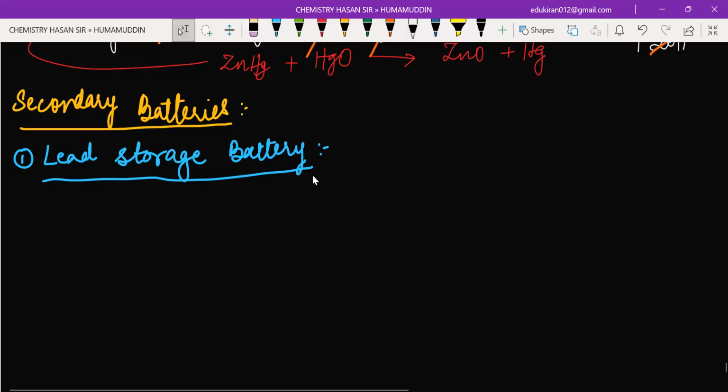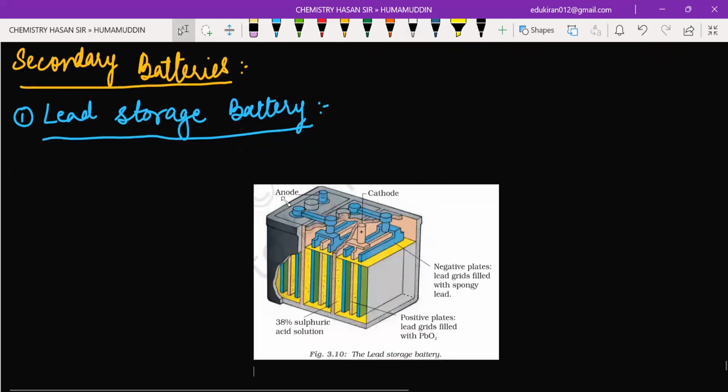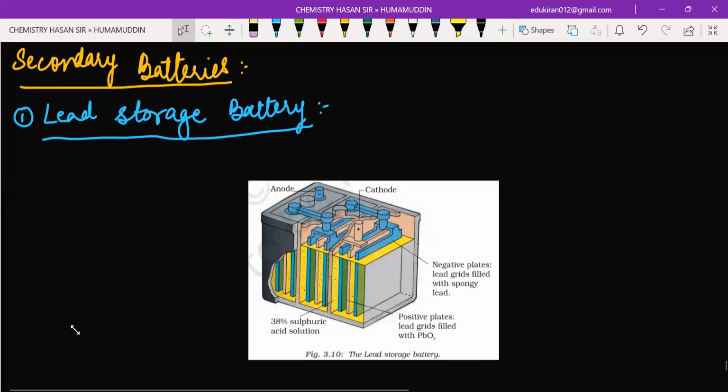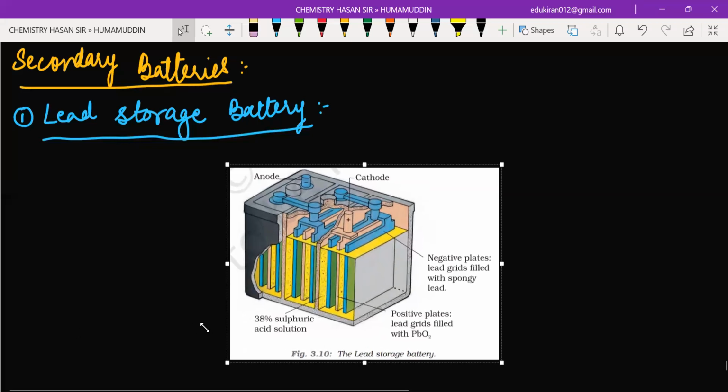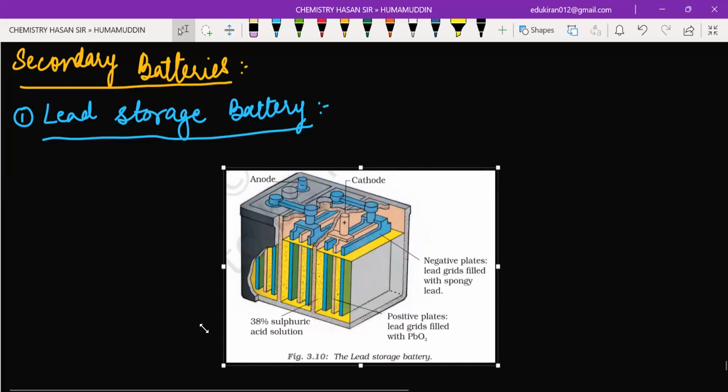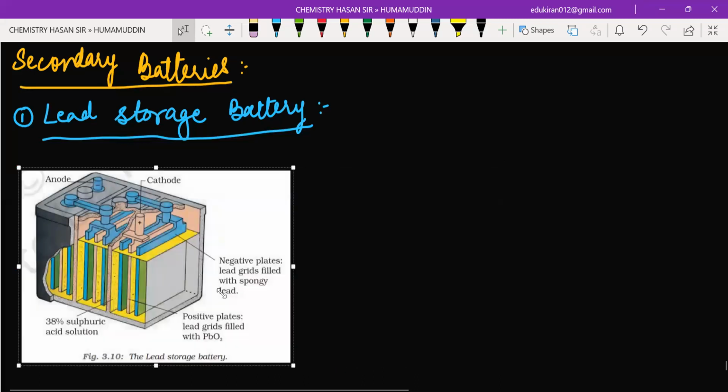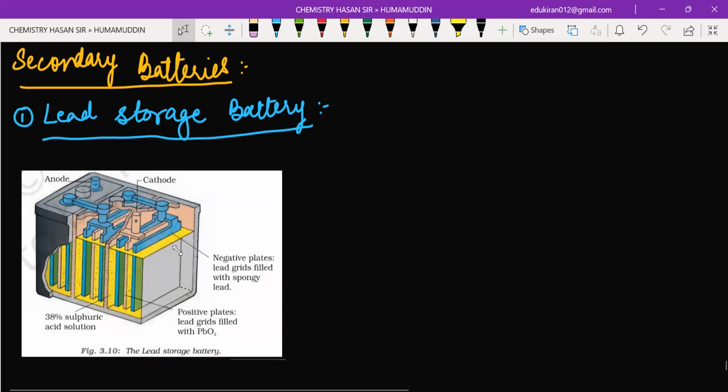So I'm gonna just copy paste the diagram. Here it is. So this is the lead storage battery, and this is from your NCERT. It also says that in the compartments, 38% sulfuric acid solution is present. Now positive plates, that means basically cathode, grids filled with PbO2, and a spongy lead, the negative plates.